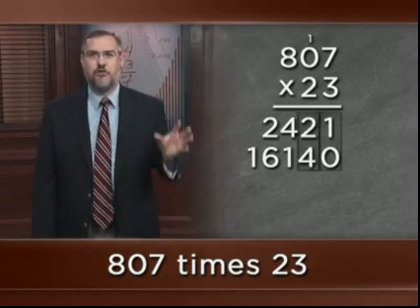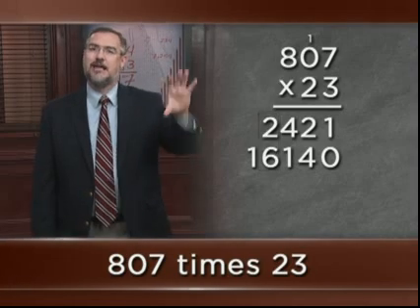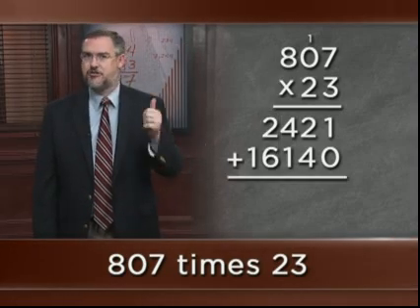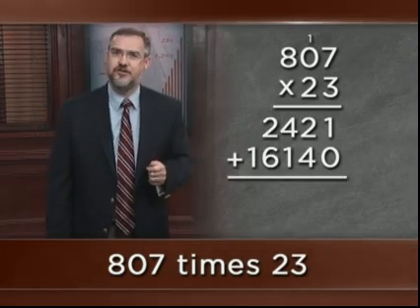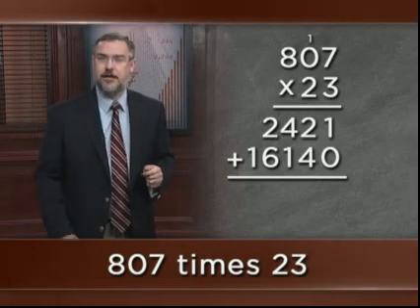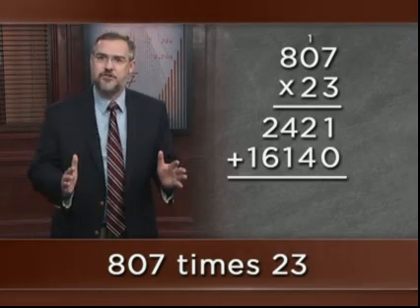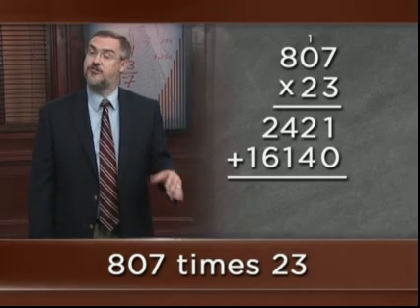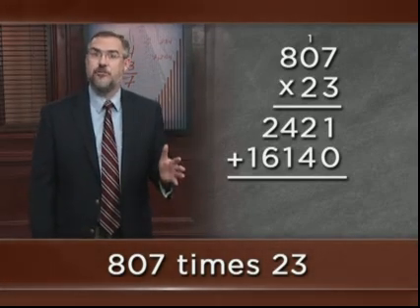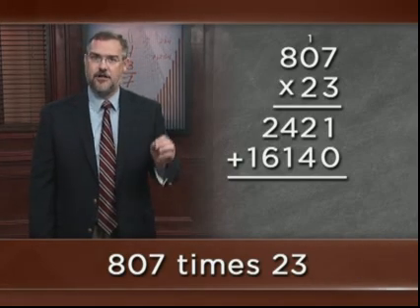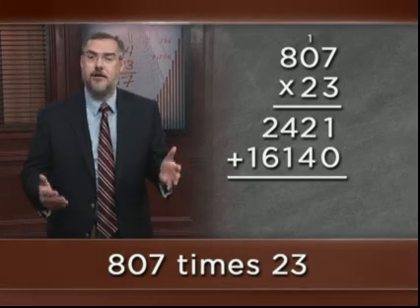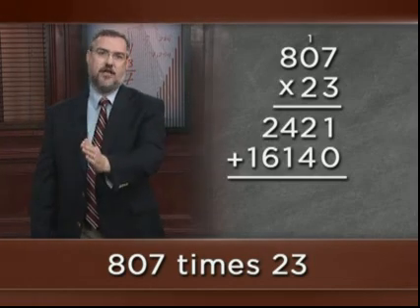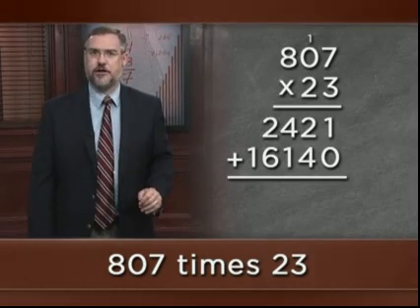Now, again, if we were very careful about it, and I've been very careful on my work, the alignment is perfect. It's very, very important because I now need to add these two numbers, 2,421 and 16,140. And since they're lined up so nicely, I'm all ready to go to do the addition. And so now I just add these two numbers, one column at a time, from right to left. And when I do it, it goes pretty quickly here.